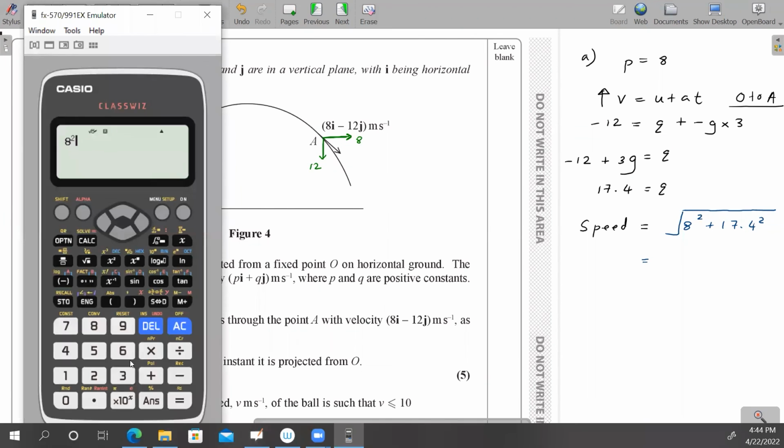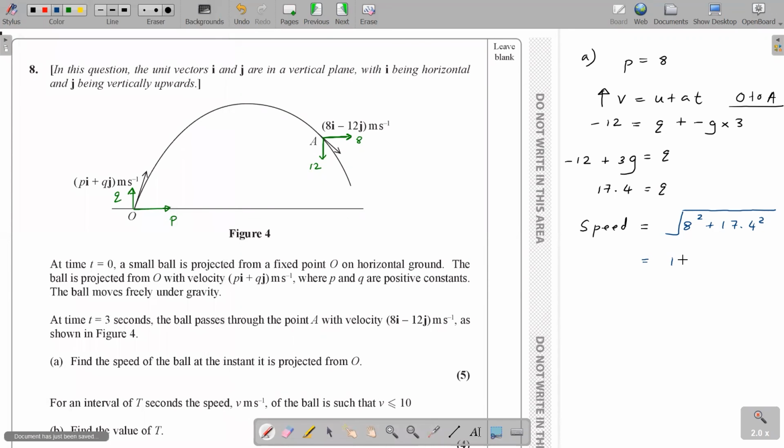So what did we get? The square root of 8 squared plus 17.4 squared, and we get 19.150. So we get this big answer. So either 2SF or 3SF. I'll go to 3SF, 19.2. Or you could leave your answer as 19 meters per second, which is also okay.